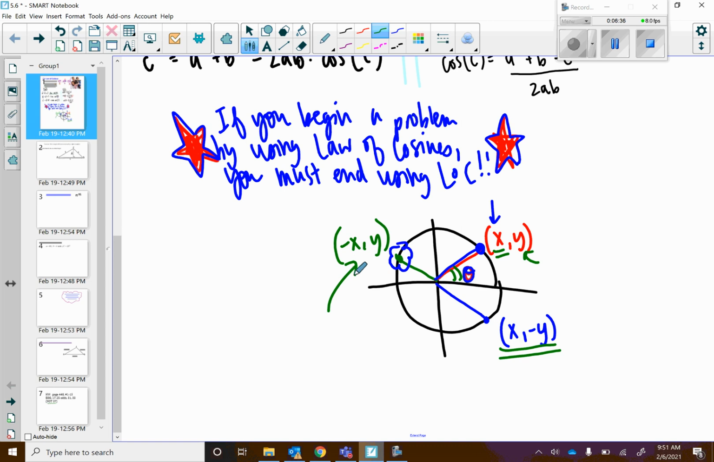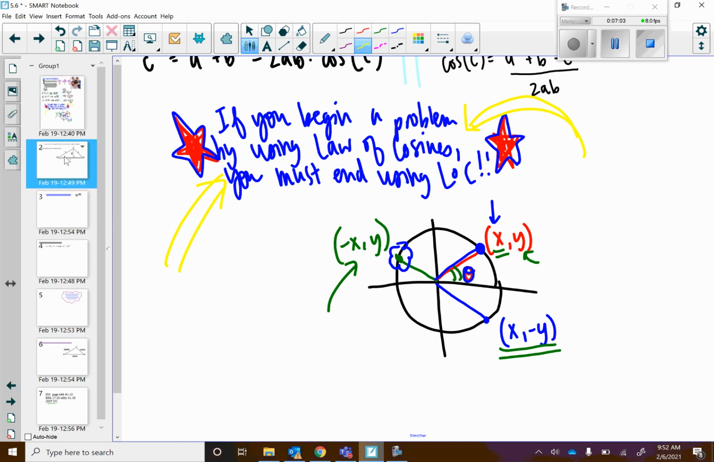It also kind of has to do with inverse trig and where those live, right? We talked about inverse sine being only in quadrants 1 and 4. Inverse cosine is in the top half of the unit circle, quadrants 1 and 2. So it all works with that. And realistically, the thing you need to know is that if I start with law of cosines, I have to end with law of cosines. Otherwise, you might end up finding a triangle that is not actually the one you want.